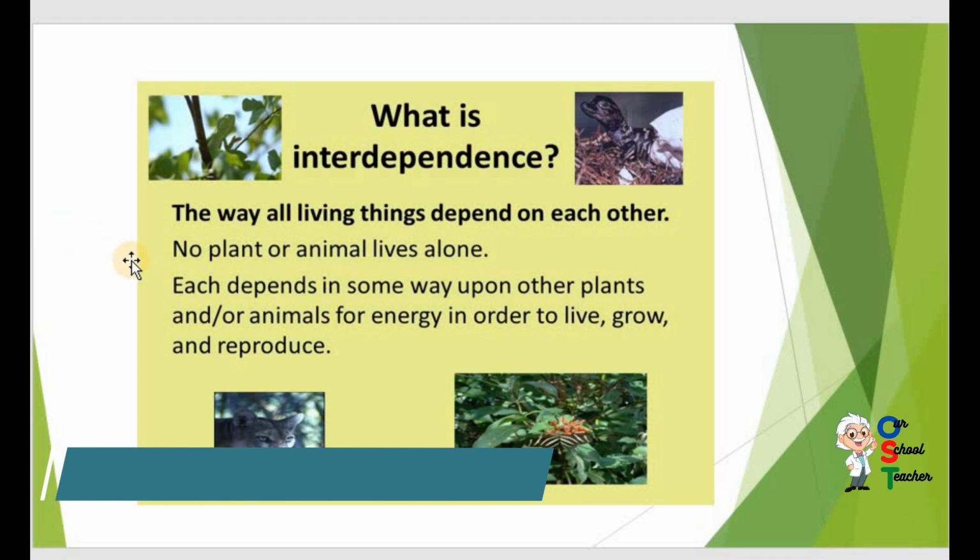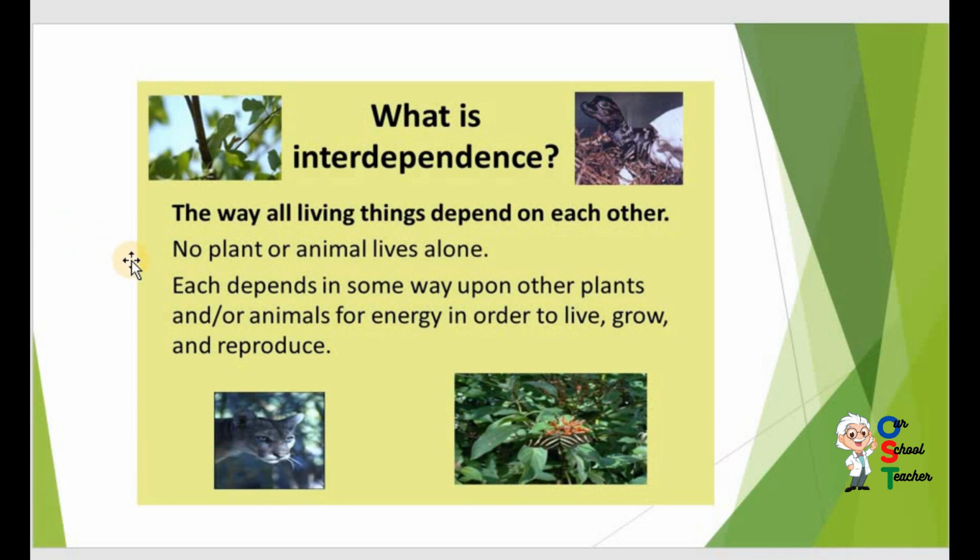Now, I'm going to introduce another term, that is interdependence. What is interdependence? The way all living things depend on each other. No plant or animal lives alone. We depend on others for our survival. Each depends in some way upon other plants and or animals for energy in order to live, grow, and reproduce.